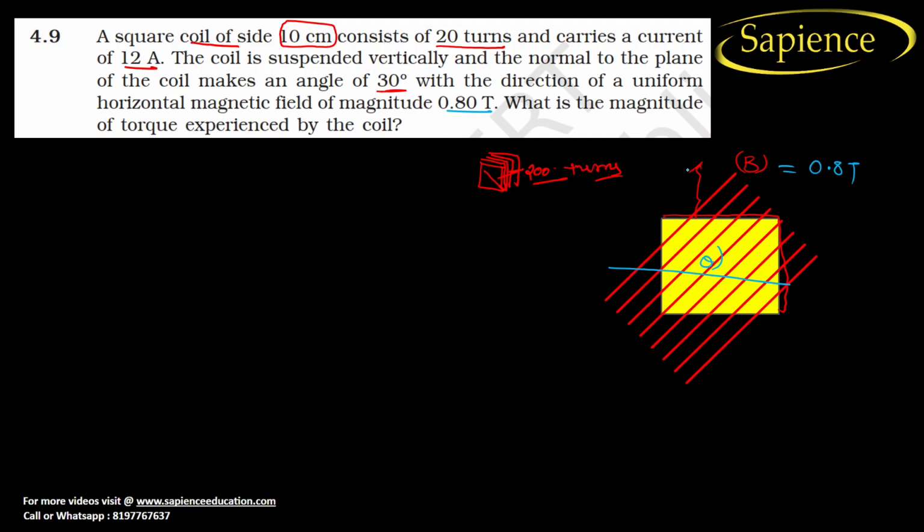What is the magnitude of the torque experienced by the coil? Definitely, this coil has been put in such a way that it is making an angle of theta, so definitely a torque will be created. So first of all, let's try to check what data they have provided you, right?